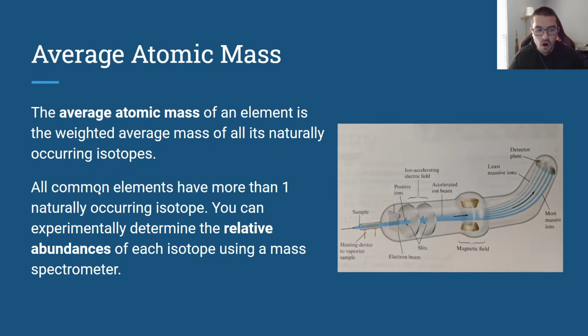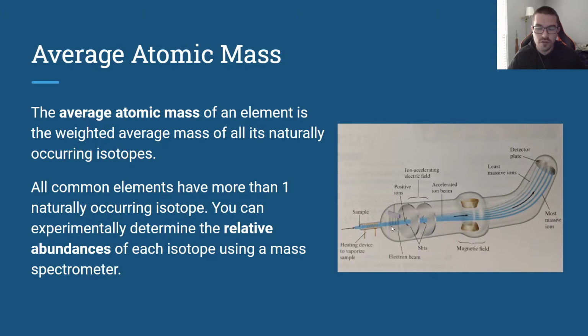All common elements have more than one naturally occurring isotope, okay? So how do we get these percentages, right? How do we know which one is more common than the other? You can do this using a device called a mass spectrometer, and that's what this diagram is.